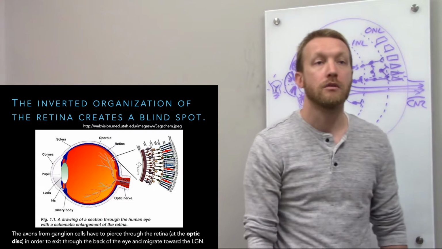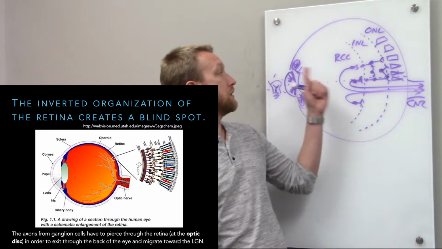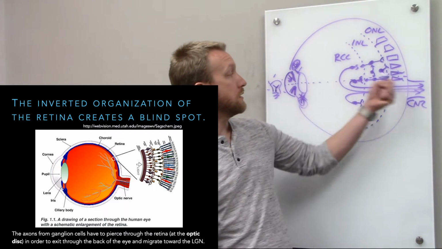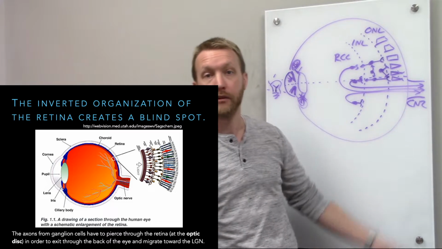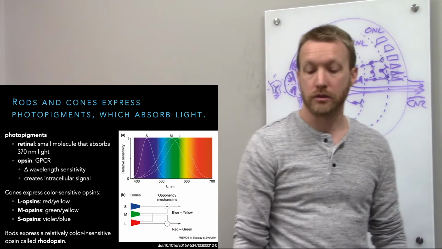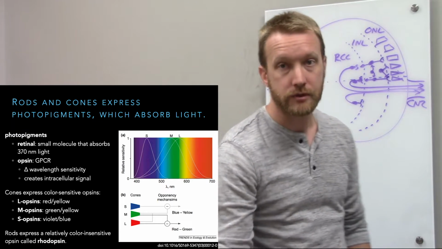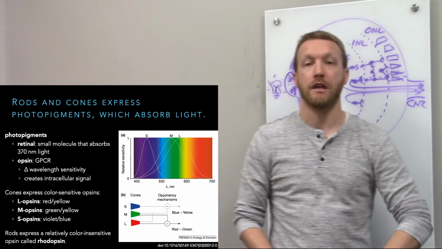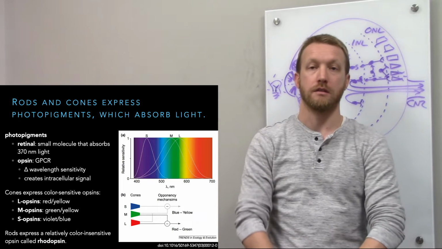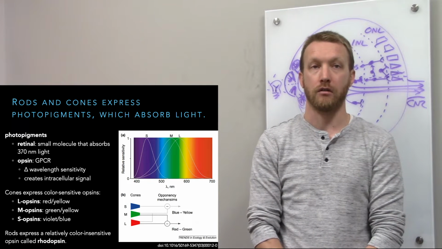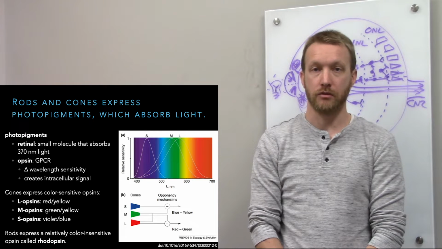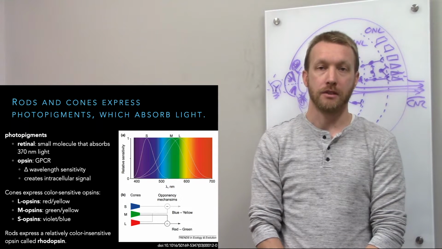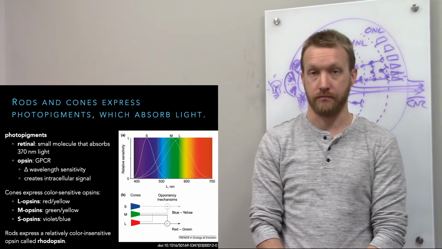Alright, let's consider what's going on in all of these cells to allow us to have light translated into activity of the optic nerve. Well, it of course starts with photoreceptors. Photoreceptors contain photopigments. This is a combination of retinal and opsin. Retinal is the pigmented molecule that absorbs light. Opsin is a G protein coupled receptor.